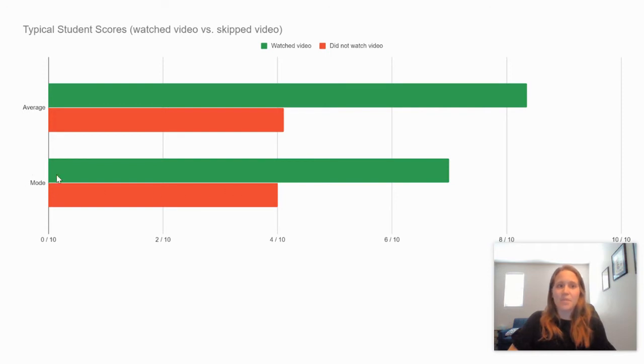I also included the mode. The mode is the most frequent score, the one that comes up the most in the data set. And our mode for scholars who were not watching the video was 4 out of 10, which means on your accuracy, you're not earning a passing grade. You're also not earning the points for the video questions. And our mode was much higher.